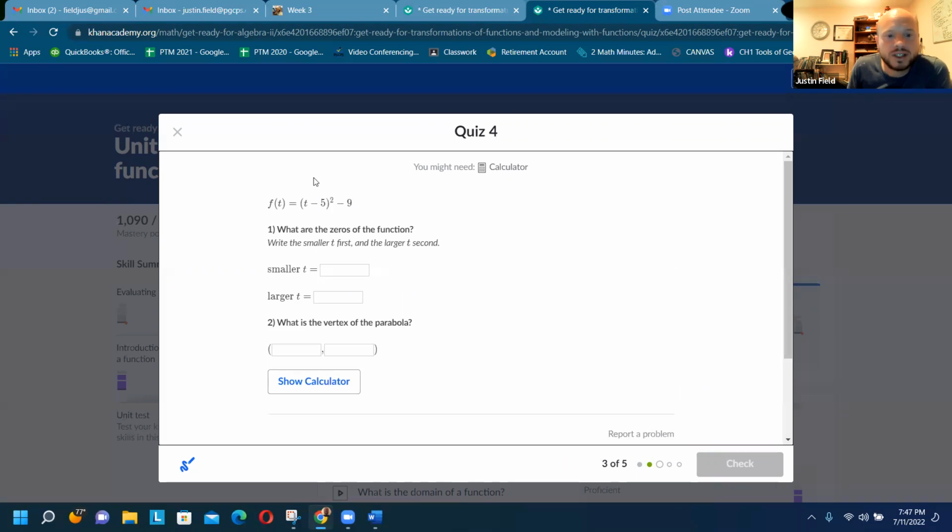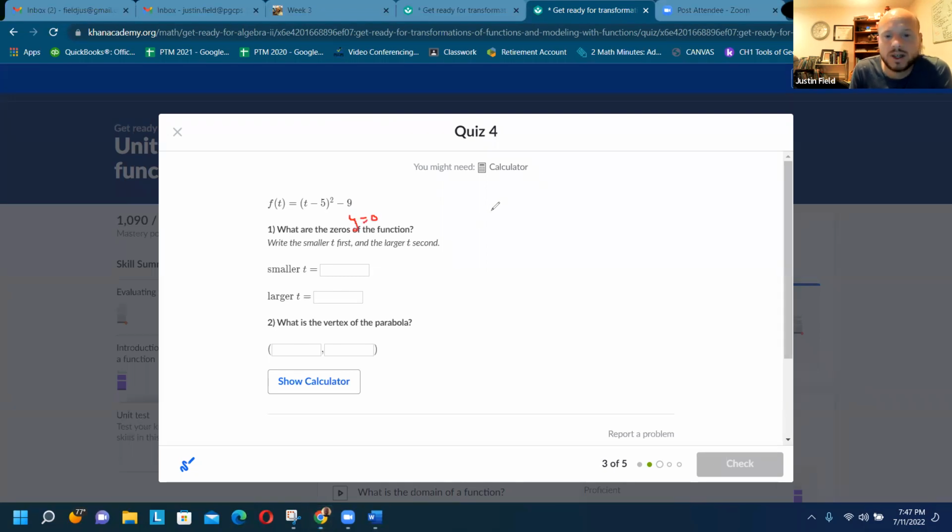What are the zeros of the function? Okay. So this is in vertex form. The zeros would be easy to find in factored form, but they're not too hard to find in vertex form. So the zeros means that y equals 0. So we could substitute 0 in for f of t, because that represents y, and then we could just solve it. So solving this means we're going to add 9 to both sides. 9 equals (t minus 5) squared. And then we take the square root of both sides.